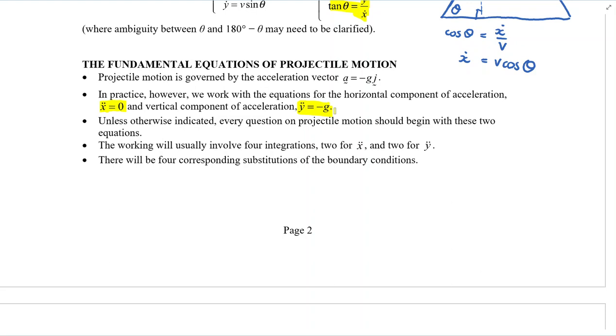and integrate again to get your displacement in both directions. There will be 4 corresponding substitutions to find the boundary conditions because, did you do some integration with Mr. Harris yesterday? Yes, good. Yes, it's a bit awkward that you haven't done much integrating yet in your advanced.